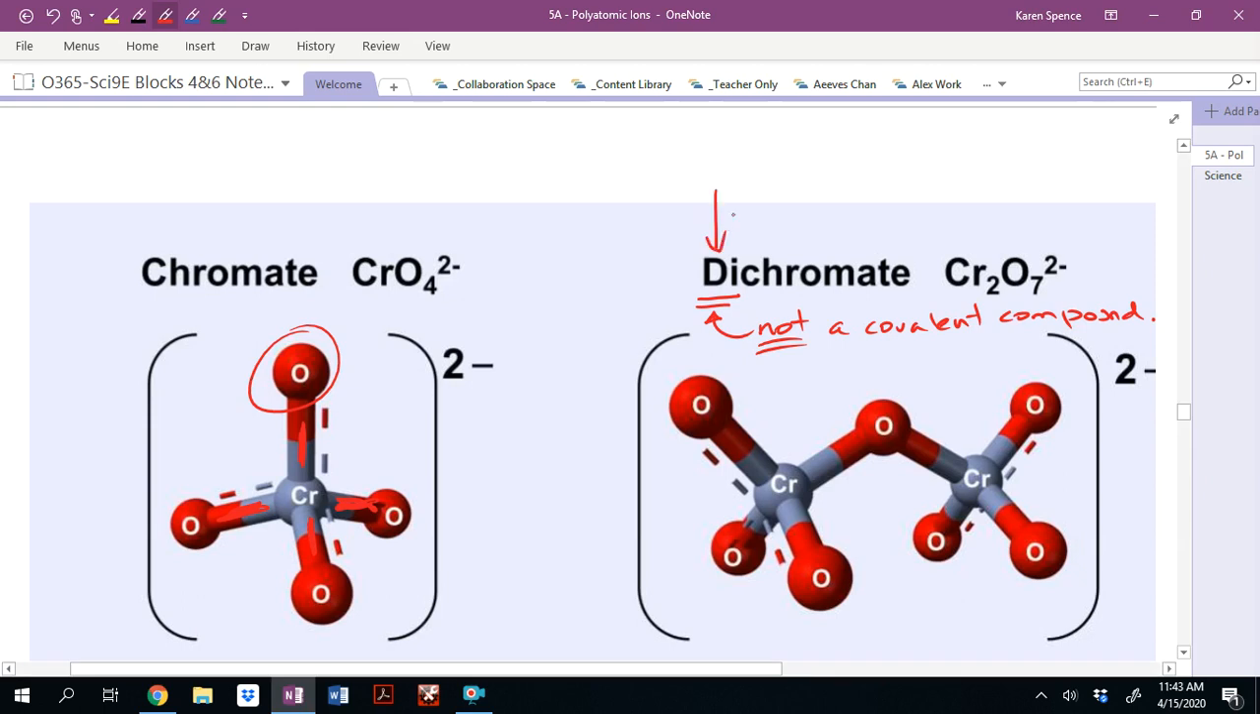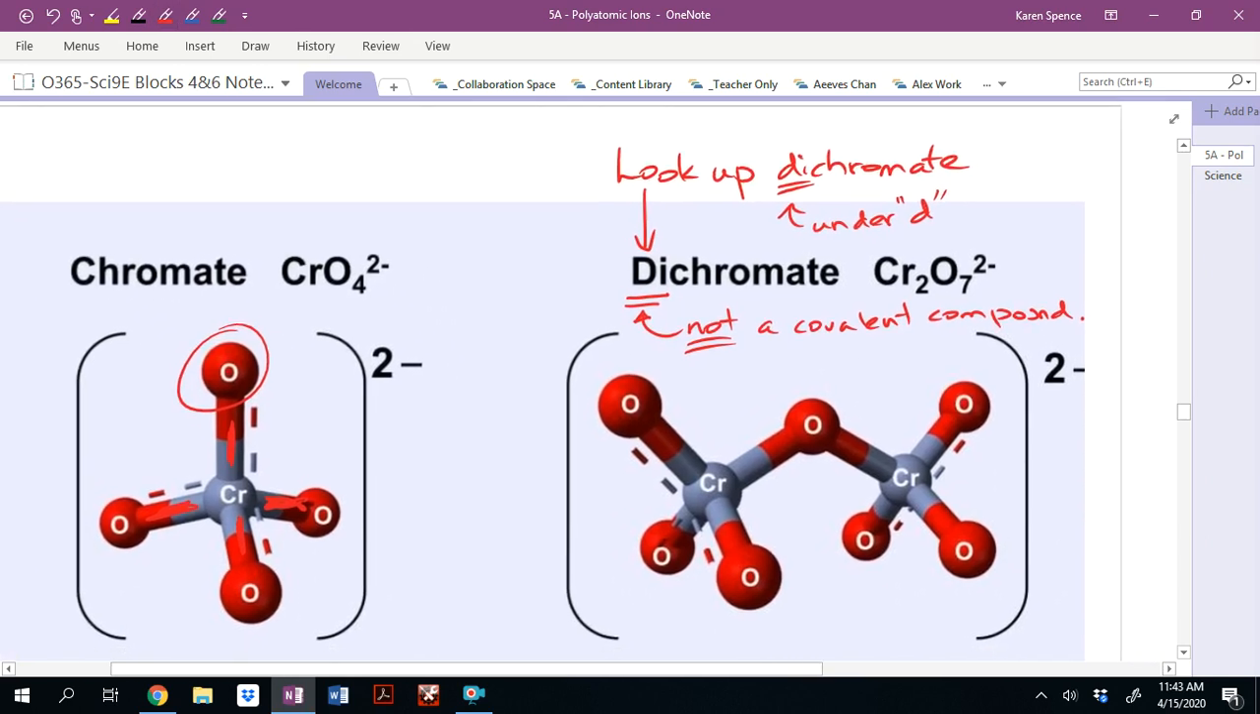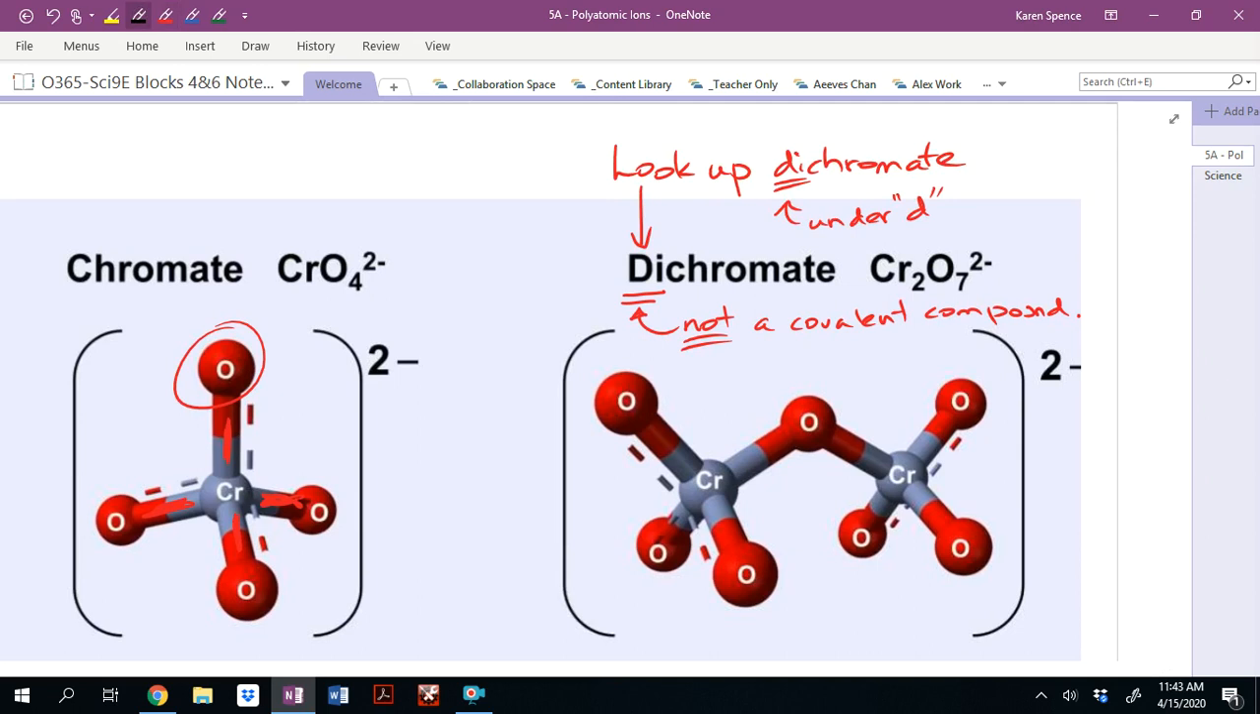I want you to remember to always look up dichromate. If you see dichromate, it will be under D on your polyatomic ion chart. Polyatomic ion chart.